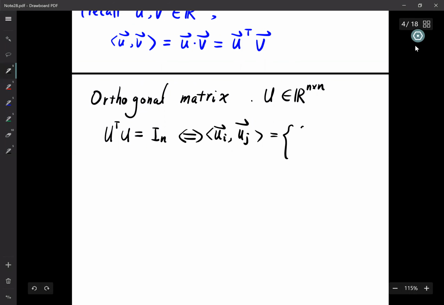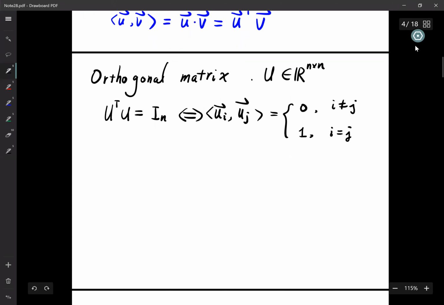This one is 0 if i is not equal to j, and 1 if i is equal to j. This is literally meaning the same thing as on the left-hand side. So you can see this one is defined in terms of the matrix operation, this transpose. But this one is fully generalizable, and I can talk about any inner product space.